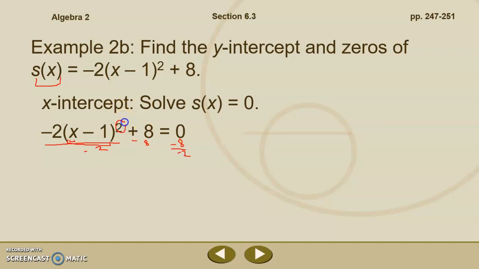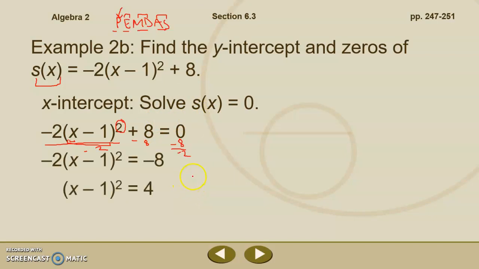After that, I need to get rid of my exponents here. And the way that I undo exponents is with roots. So I'm going to do roots. So hopefully you see how I'm working my way backwards through the order of operations. I took care of this first, this second. Now I have to undo my exponent, and then last, I'll deal with what's in the parentheses. All right, so what we get after we subtract 8 and then divide by -2 is x minus 1 squared equals 4.